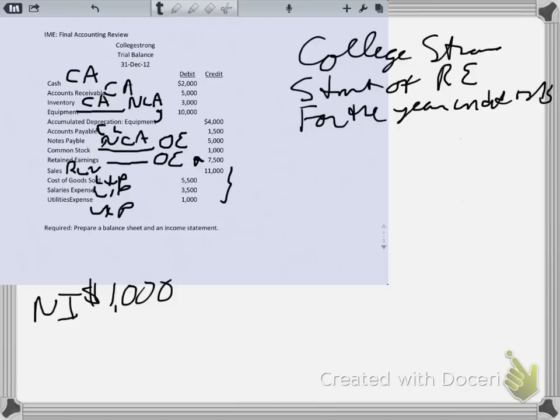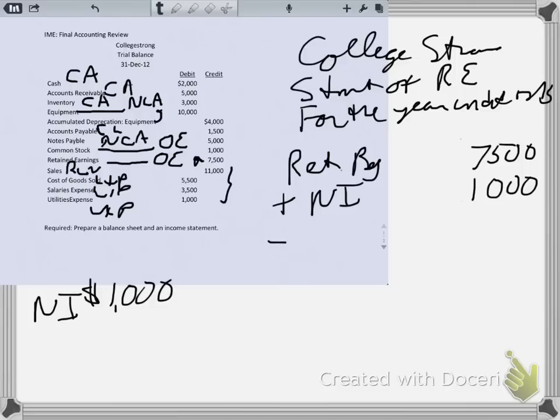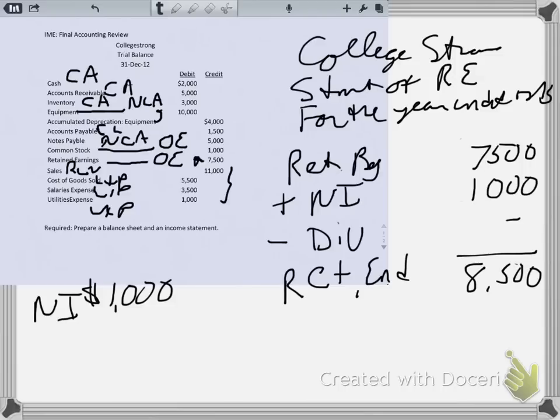All that happens in the statement of retained earnings is I start with my retained earnings balance at the beginning. That was $7,500. I'm going to add my net income that I know from my income statement was $1,000. And I would subtract out my dividends, except I really don't have any in this case. So I end up with a retained earnings balance at the end of $8,500.